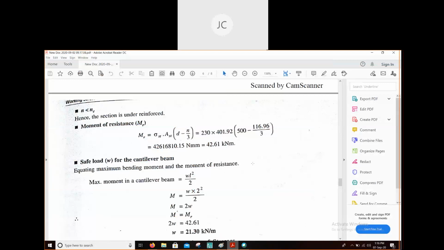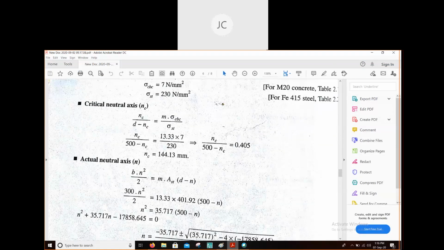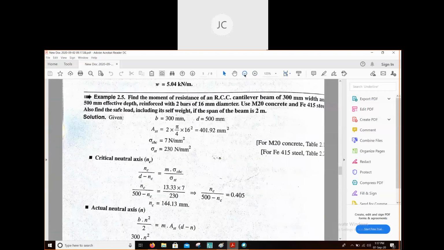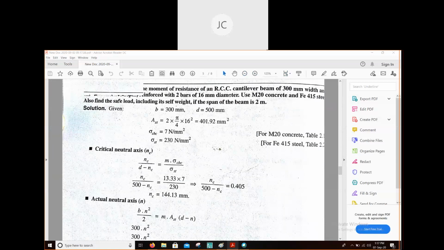Okay, so now in the last class, I think this was the last problem which we have discussed: find the moment of resistance of a cantilever beam. Okay, so let us move.